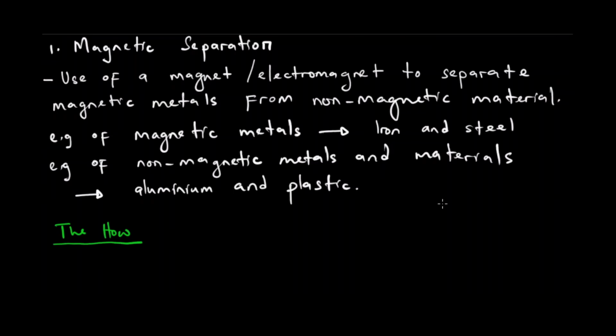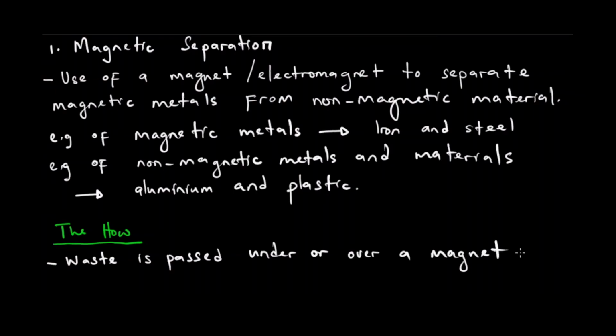How does it work? Saka pano chekutanga ndechekuti waste is passed under or over a magnet. This is what happens. Then when waste is passed under or over a magnet, we already know kuti because of the magnetic field, magnetic metals are attracted and removed.